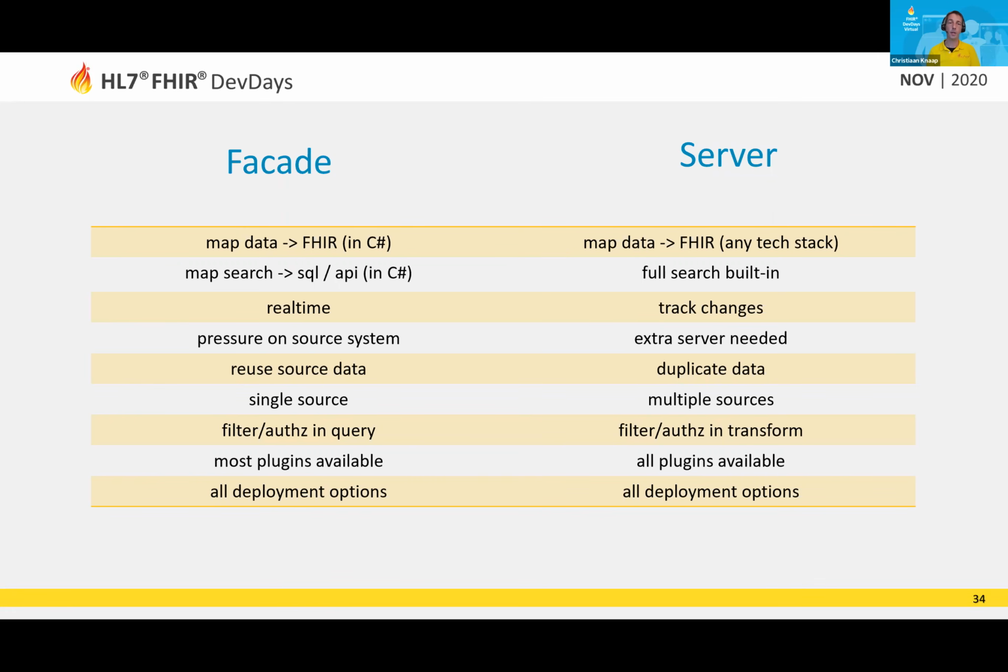Secondly, on the facade, you also have to map the search from FHIR into SQL or whatever API is available to call your source system. Again, if you choose to use Vonk, you do this in C#. If you use the server, then the search is fully built in. You don't need to do anything about it, including includes, excludes, chaining, all the advanced search features that are in the FHIR RESTful API.